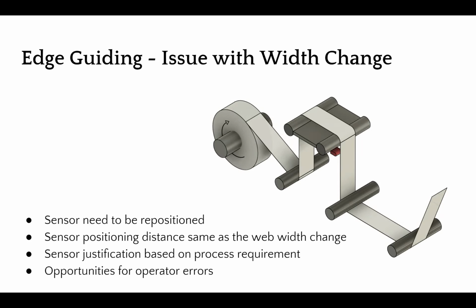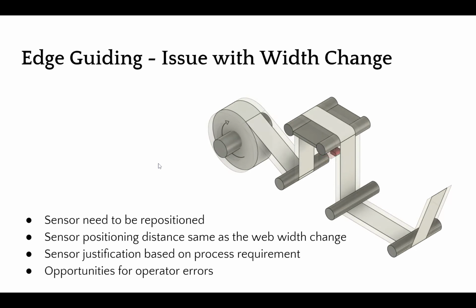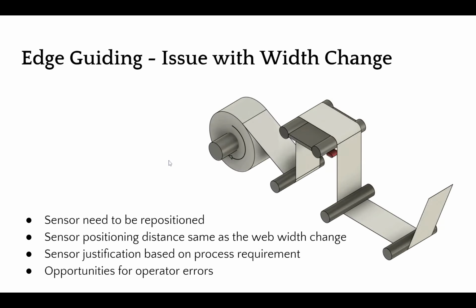So in these examples, the sensors were moved so that the web centerline position is always the same irrespective of the web width. But in certain other applications, it may not be necessary, and it may be necessary to justify along the operator side or maybe along the drive side.